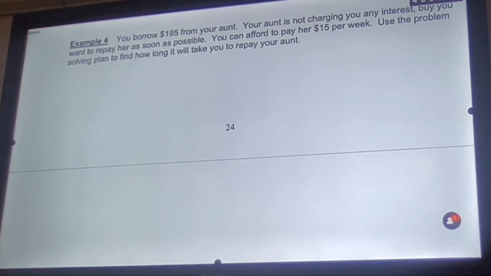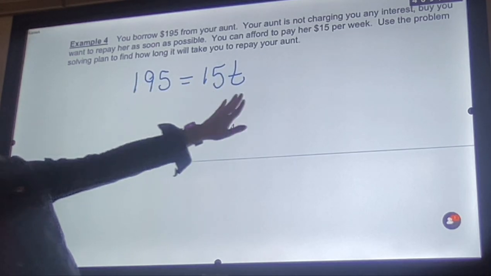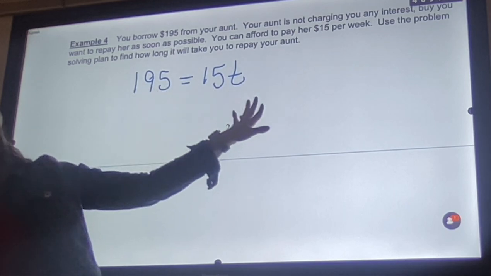Mackenzie, we want to try and write an equation. What did you write for your equation? 195 equals 15 times t. Yeah, nice. 15 times t. T for time, t for weeks. You could have used an X, you could have used a W. Your total amount, 15 every week. And again, we want an equation here.